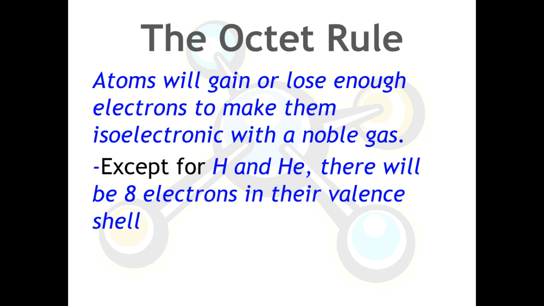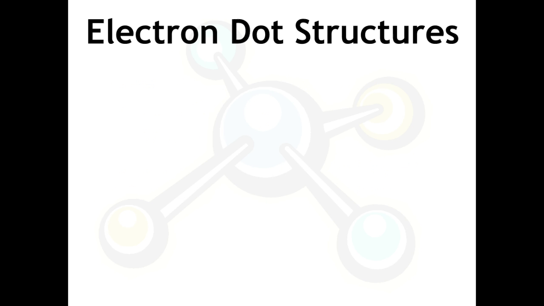Now, the exception, which we all should know, is hydrogen and helium because they only have one energy level and their outer shell, when it's completely filled, is only 2 electrons. All the other atoms will have 8 electrons in their valence shell, their outermost energy level.